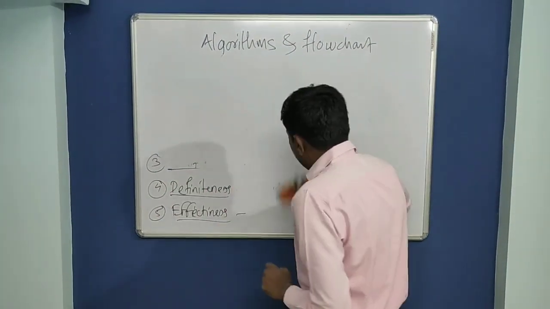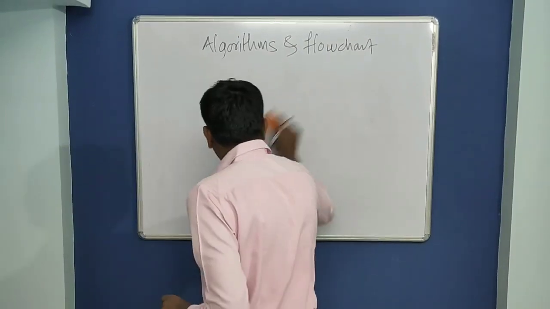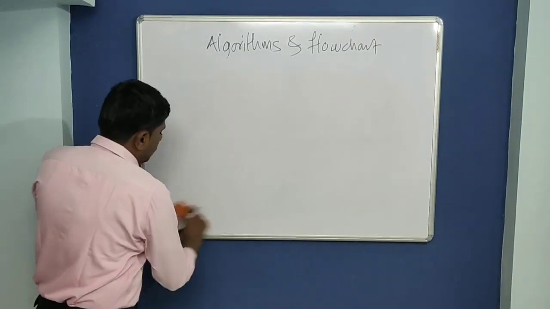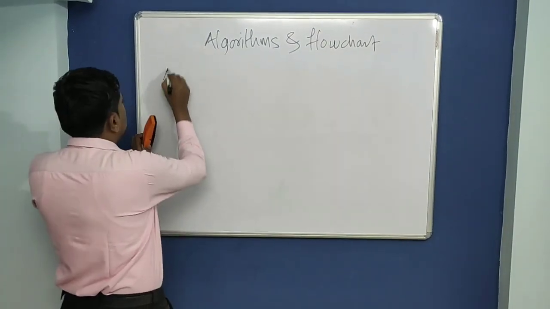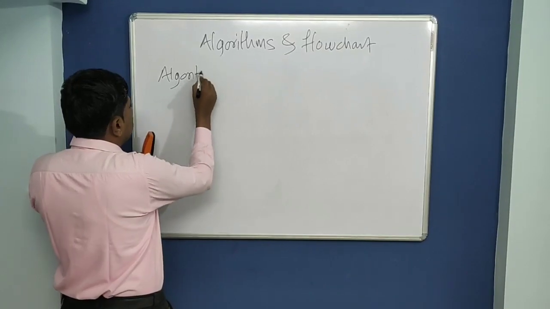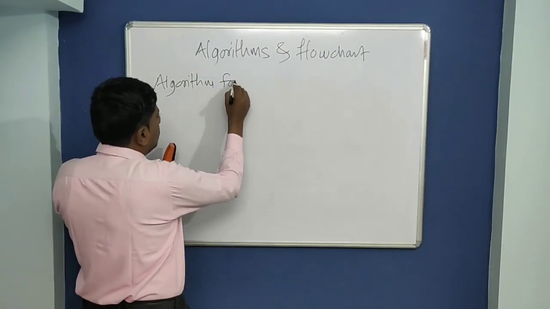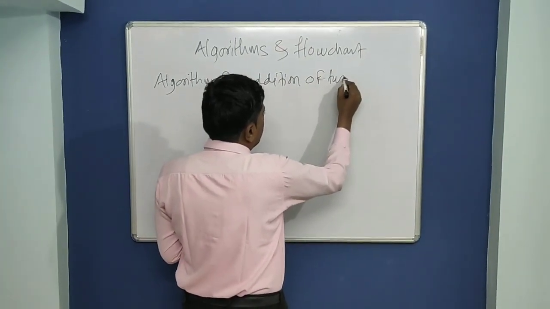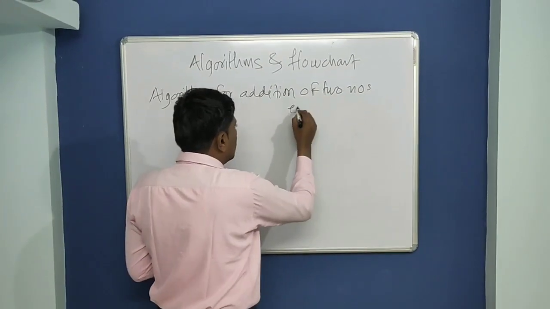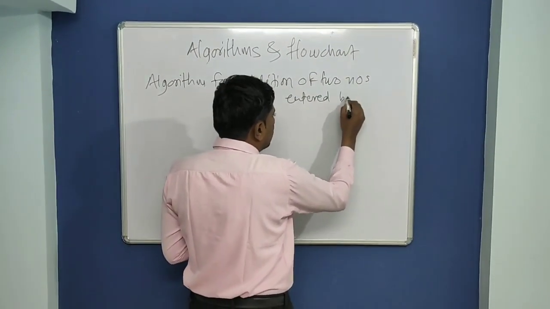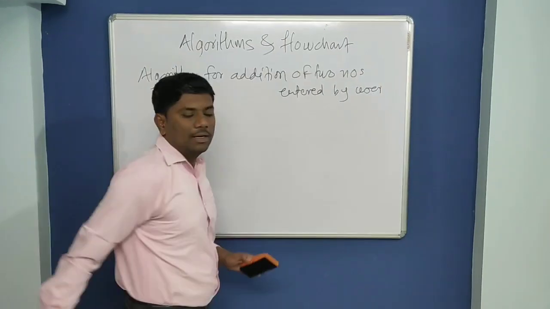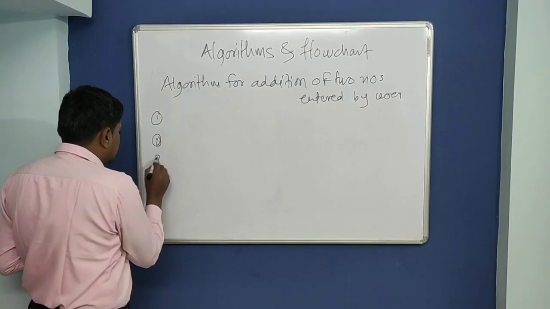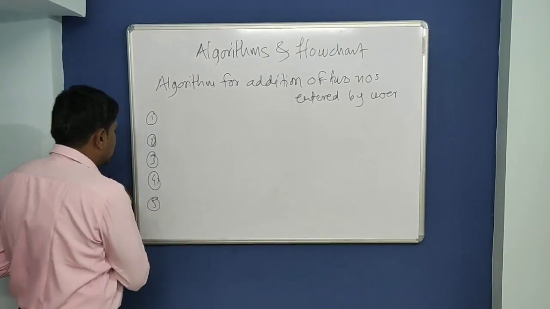We'll write an algorithm for addition of two numbers, and these numbers we are taking from the user. So see, an algorithm is a set of steps. We have seen that algorithms are steps.